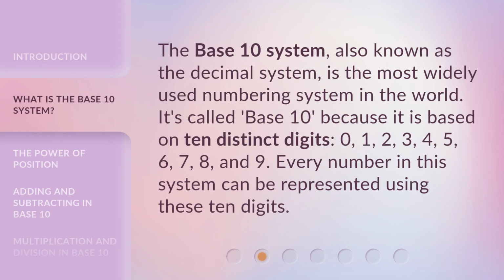The Base 10 system, also known as the decimal system, is the most widely used numbering system in the world. It's called Base 10 because it is based on 10 distinct digits: 0, 1, 2, 3, 4, 5, 6, 7, 8, and 9. Every number in this system can be represented using these 10 digits.